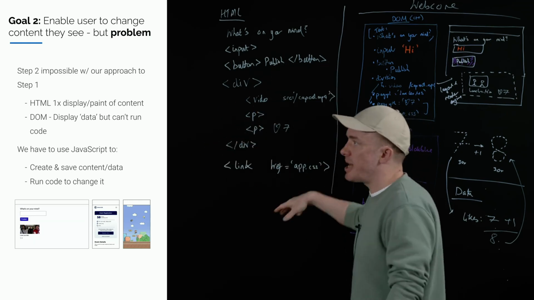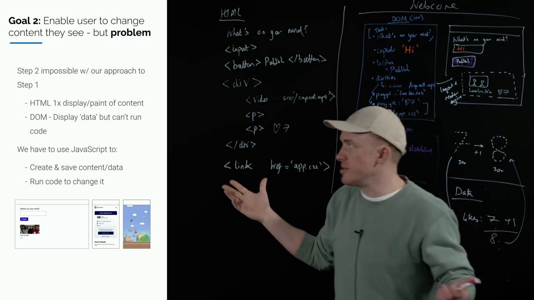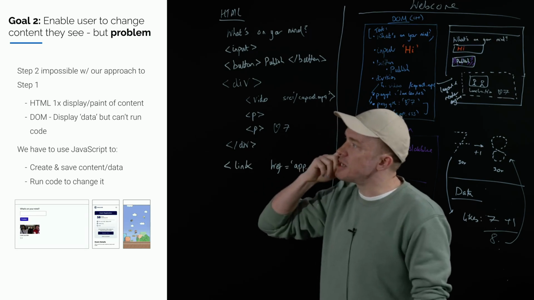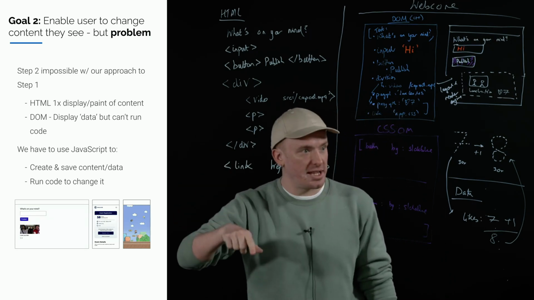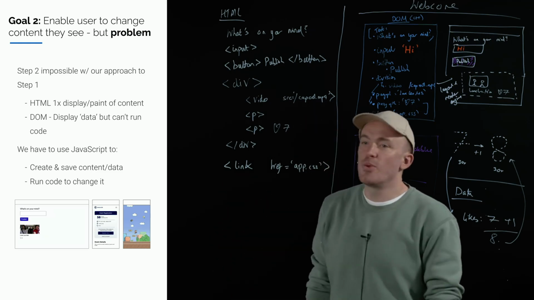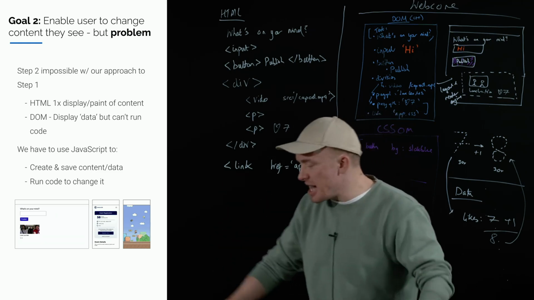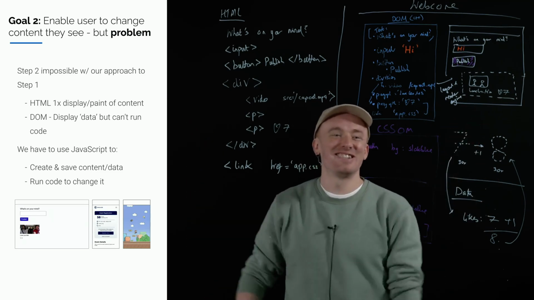HTML was a one-time display. Can't change that data. It was done. DOM, yes, can display data, but can't run code on it. We can't run code on it to change it. We have to use what, everybody together? JavaScript. Oh, yeah, nice, exactly.